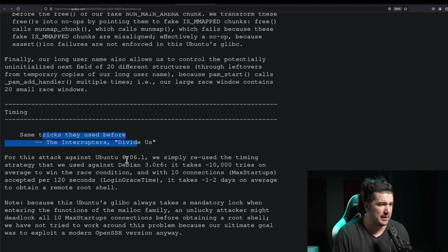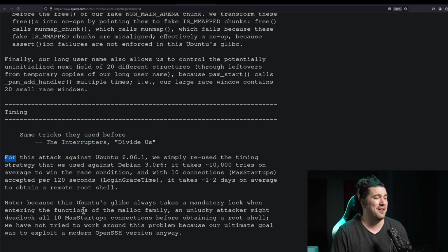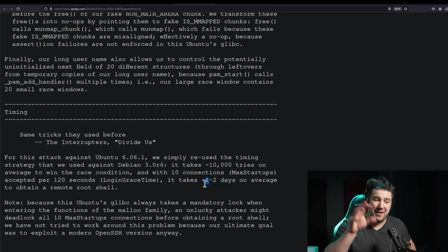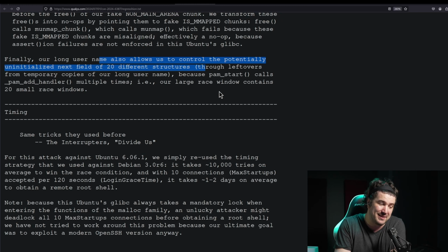Same tricks they used before. The interrupters. From this attack against Ubuntu 6, we simply reuse the timing strategy we used against Debian. It takes 10. And this is why it took only 1 or 2 days, because we were talking about how that was weird, and that it was so much faster because they got those 20 extra structures, which now makes sense.